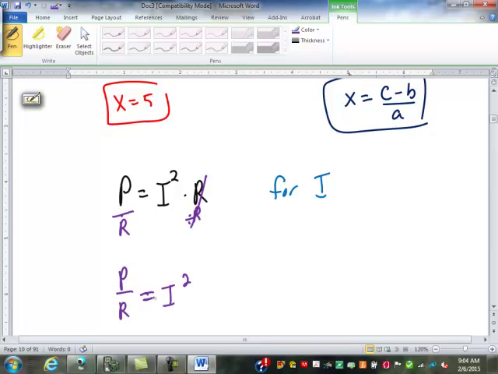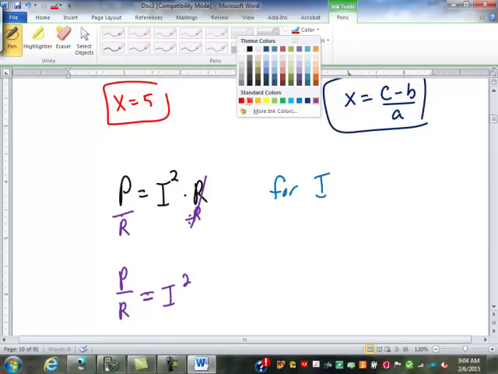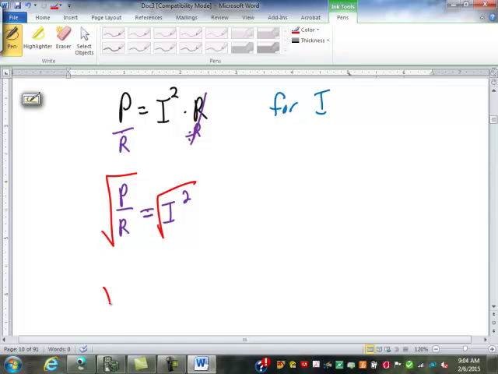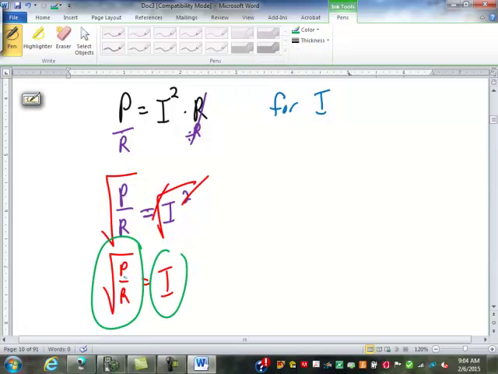Now, we haven't run into anything like this yet where it's something squared. What's the opposite of squared? Square root. Very good. And we have to take the square root of the whole side of the equation. So over here it is the square root of P over R is inside that square root. Over here the square root and the squared cancel out. We just have I. So that is the solution. I is equal to the square root of P divided by R.